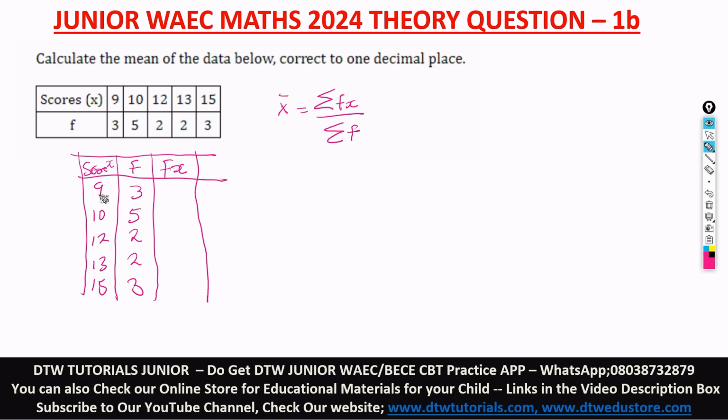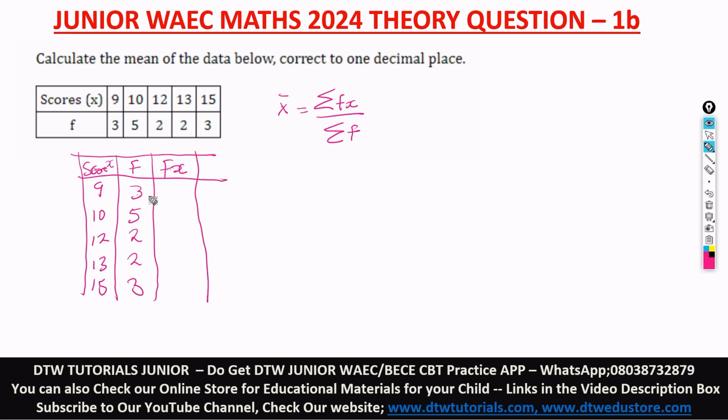Now, what's the next thing? What is 9 times 3? We'll multiply. fx is f times x. I hope you know that. When you see fx, it means f times x. All right, so this is what we do.